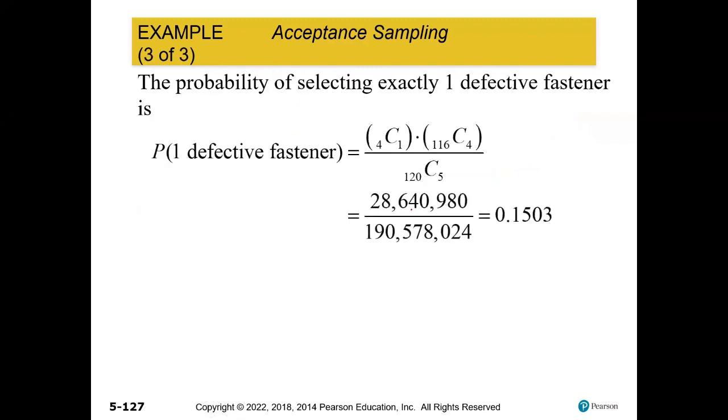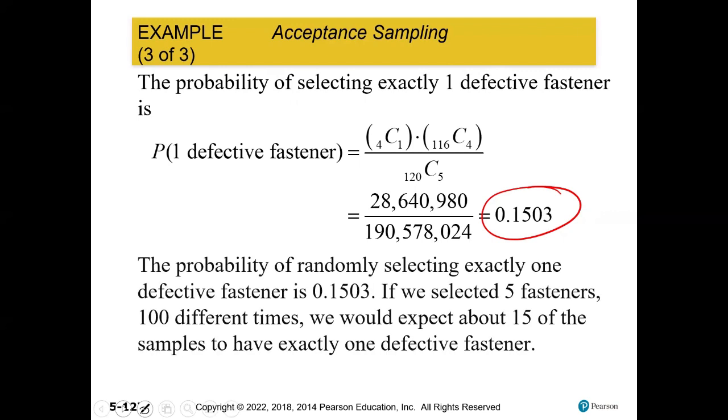28 million over the 190 million gives 0.15. So out of my 120 fasteners, if I pick out 5 randomly, I have a 15% chance that exactly 1 of my 5 is defective. The probability of randomly selecting exactly 1 defective fastener is 0.153. So if we selected 5 fasteners 100 different times, we'd expect about 15 of them to have exactly 1 defective fastener.